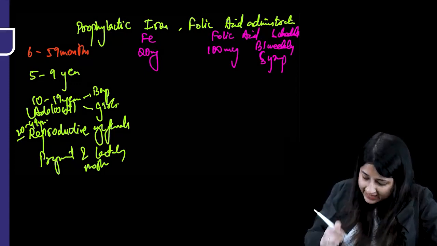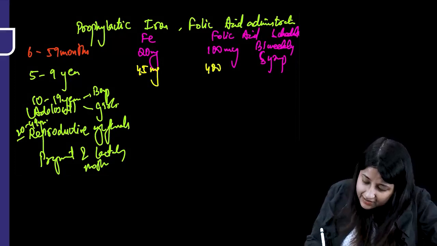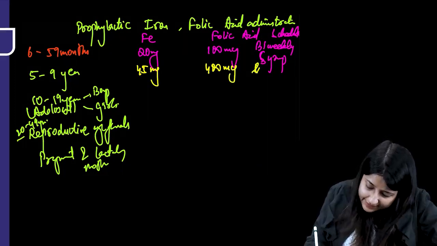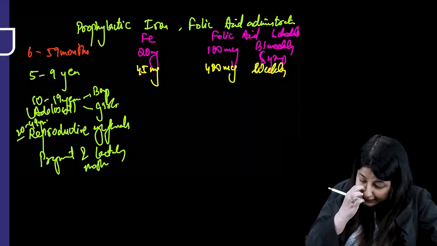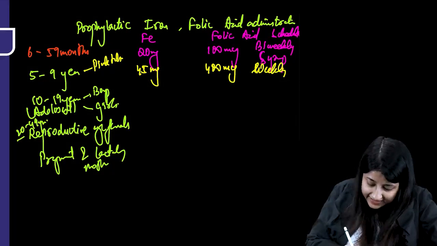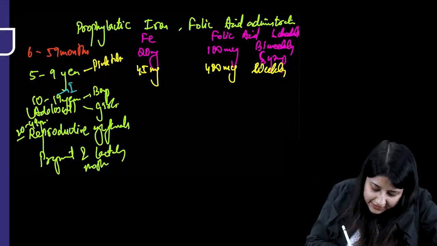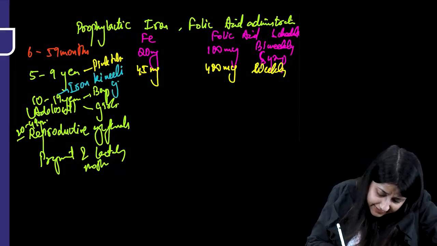Okay, 5 to 9 years, it's all 4 and 4, meaning 45 milligram elemental iron, 400 microgram folic acid, and this is being given weekly. Okay, in the form of a pink tablet. But most important, 10 to 19 years old, it is iron ki neeli goli. Remember, for adolescents it is iron ki neeli goli.